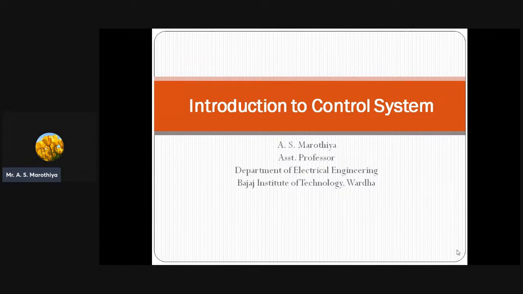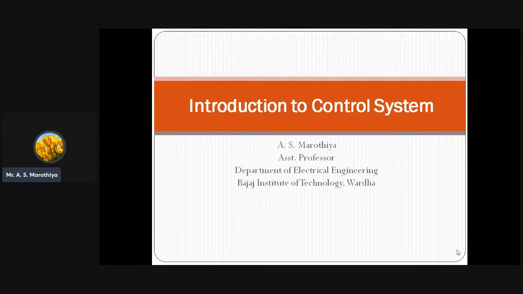And from today's class, we will start another course that again plays an important role as far as the GATE exam is concerned. And let me tell you one thing, this course is again common for both electrical as well as electronics and communication engineering students, and the course name is Control System.